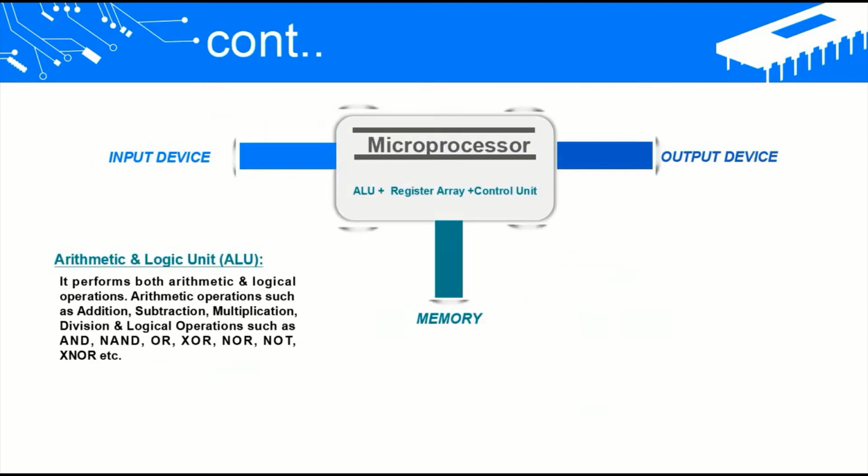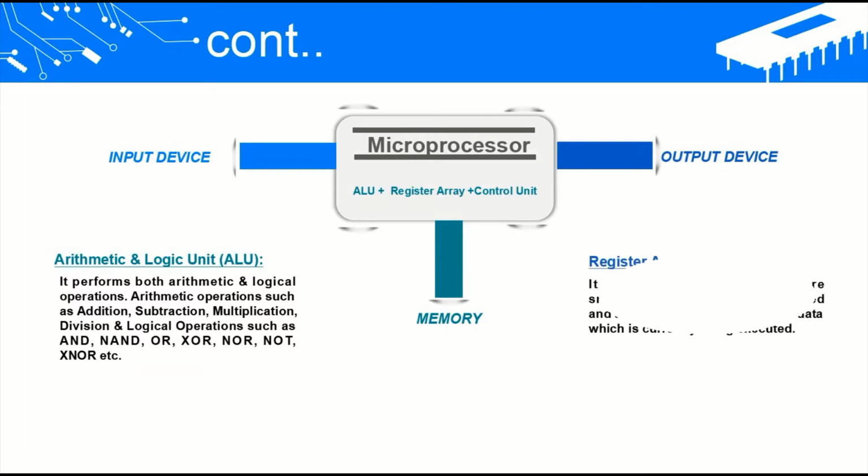Arithmetic and logical unit. ALU is the unit of the microprocessor where various computing functions are performed on the data. It performs both arithmetic and logical operations. The arithmetic operations include addition, subtraction, multiplication, and division, whereas the logical operations are AND, OR, XOR, NOR, NOT, exclusive OR.